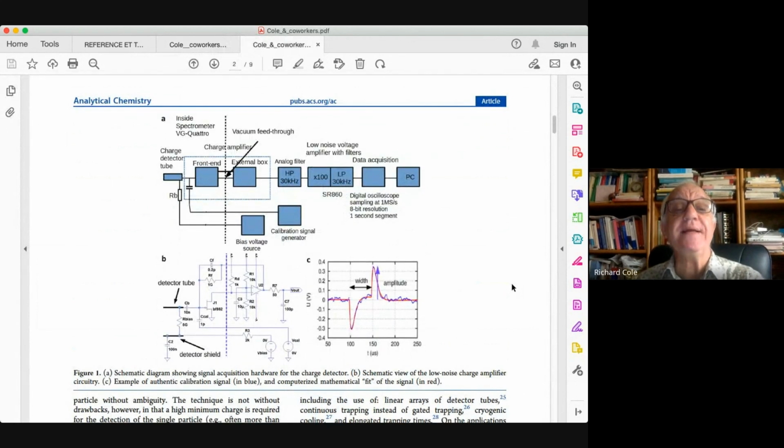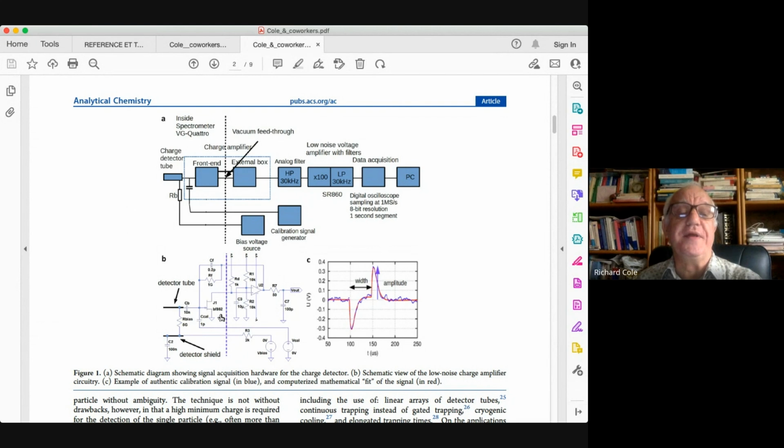So I'm going to switch over now, and I'll show you a schematic diagram of the circuitry that we use in the charge detector. Okay, so here's our charge detector tube, and of course, all this is housed under vacuum here. Our charge amplifier, of course, is under vacuum, and we have a detail of the circuitry shown here.